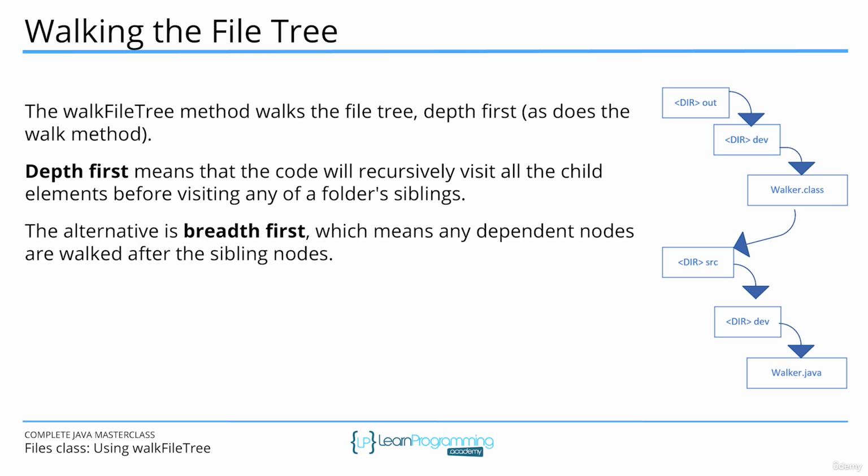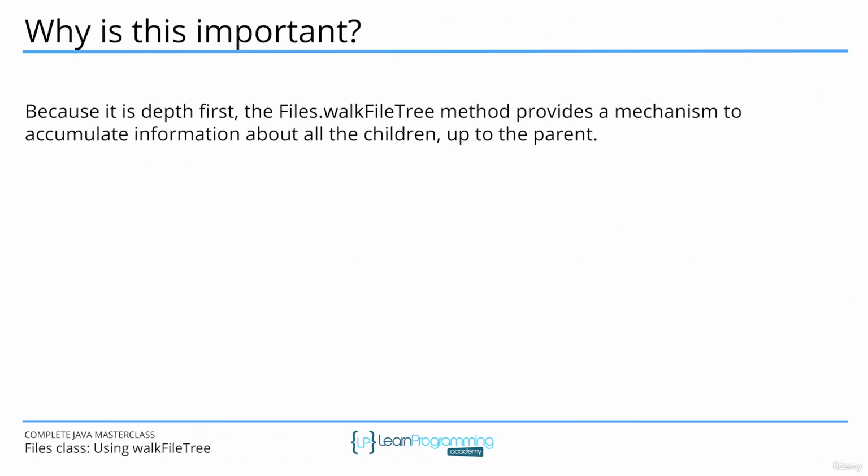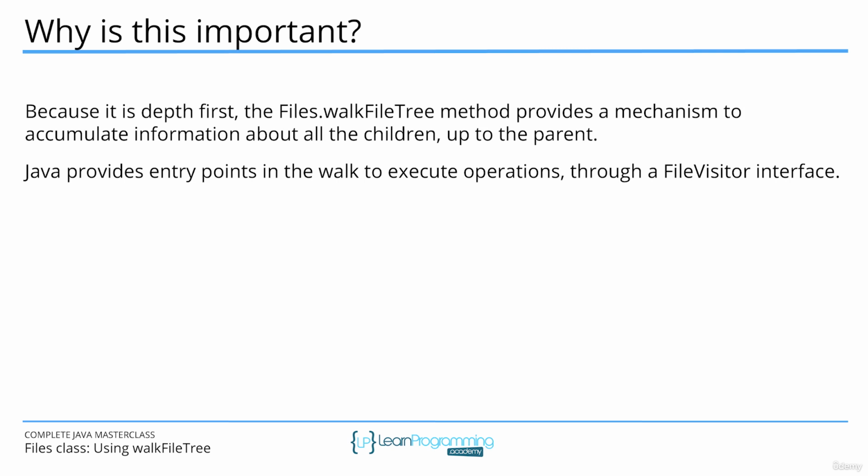The alternative is breadth first, which means any dependent nodes are walked after the sibling nodes. But again, walk and walkFileTree are depth first. Because it is depth first, the Files.walkFileTree method provides a mechanism to accumulate information about all the children up to the parent. Java provides entry points in the walk to execute operations through a FileVisitor interface.